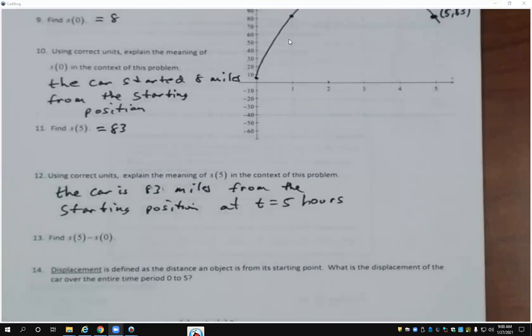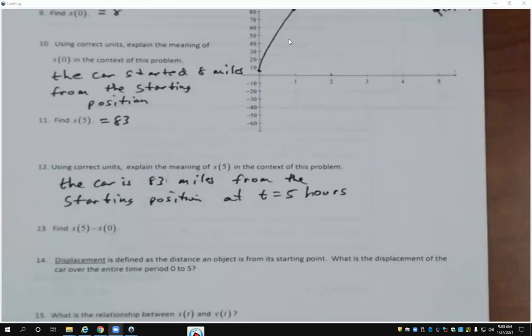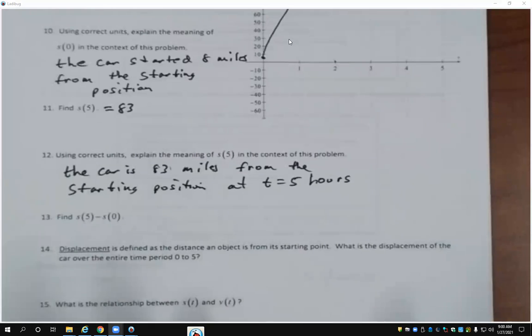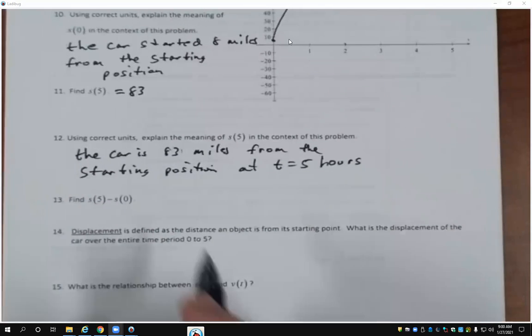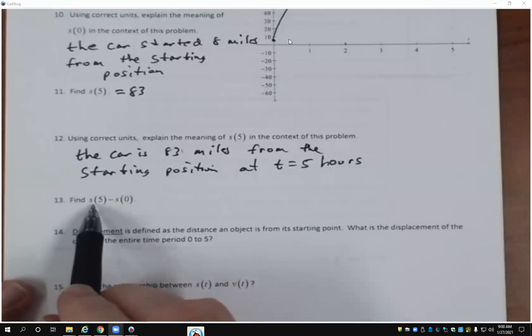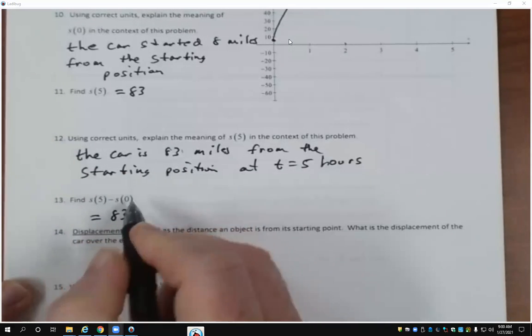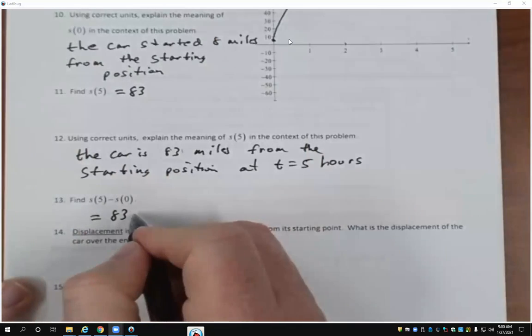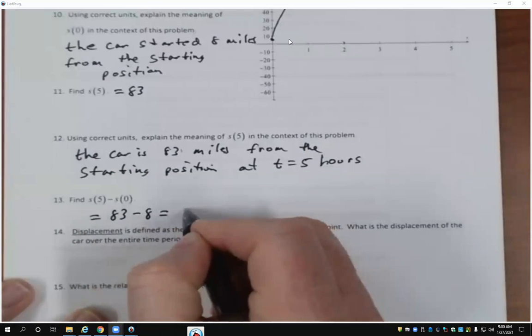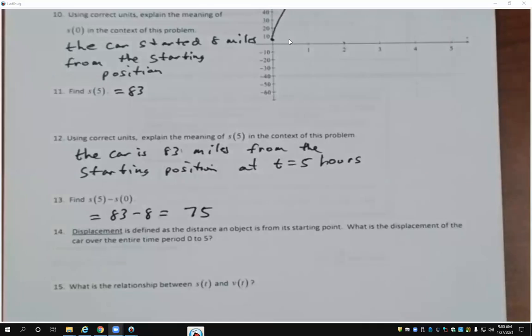Here's where you need to start making connections between the two functions, velocity and position, and what we're doing when we're integrating. S of 5, we found to be 83. S of 0, we found to be 8. And 83 minus 8 is 75.